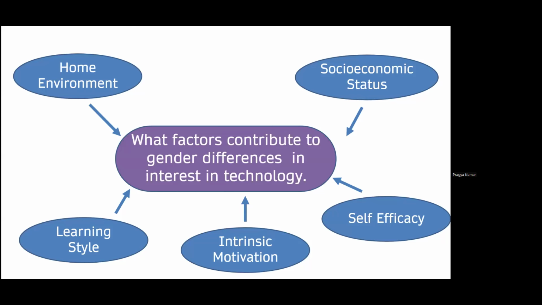Then they classified the factors. It can be the home environment since the beginning, how they are working in the home, their socioeconomic status probably. If the woman is from a low socioeconomic status, then she is less tech savvy as compared to one from a high socioeconomic status. Then belief in themselves, like self-efficacy. So they measure their self-efficacy also, their intrinsic motivation to use technology, and the learning style of women as compared to men. All those factors they found out in the literature review, and they made a literature map.